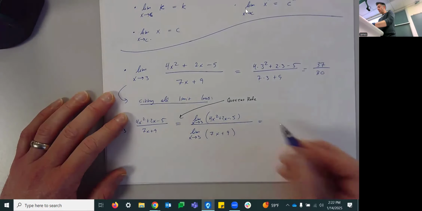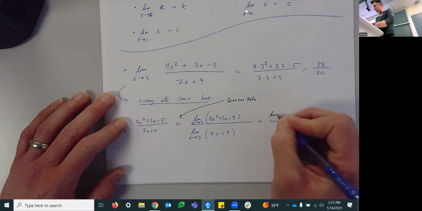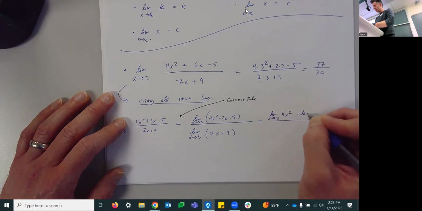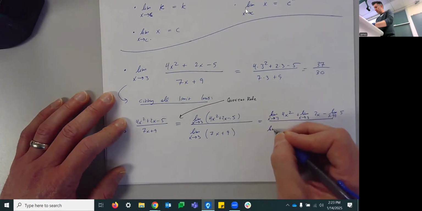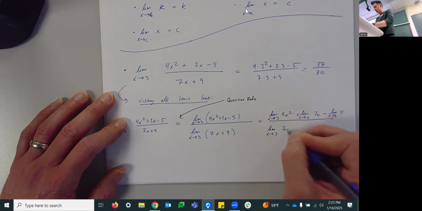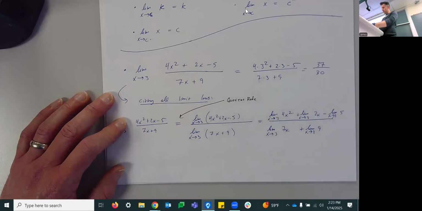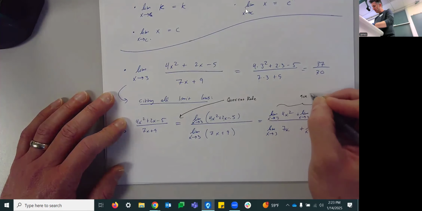And then we have the sum difference rule. So on top here, I'm going to have the limit as x approaches 3 of 4x squared plus the limit as x approaches 3 of 2x minus the limit as x approaches 3 of 5. On the bottom, I'm going to have the limit as x approaches 3 of 7x plus the limit as x approaches 3 of 9. So both on the top and the bottom, I've used the sum and difference rule.